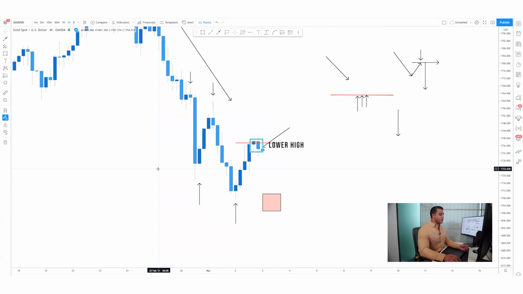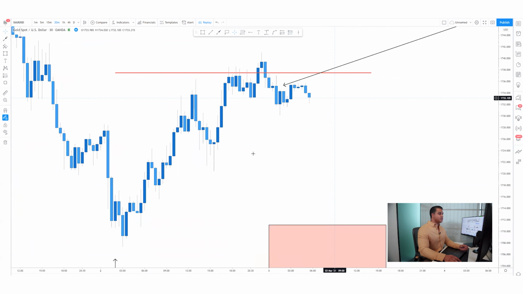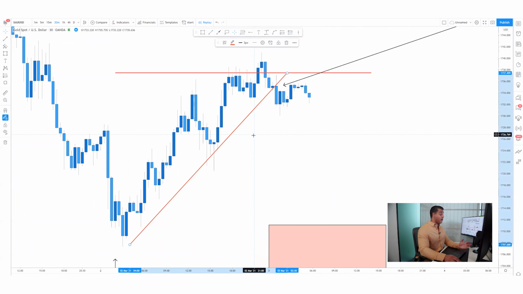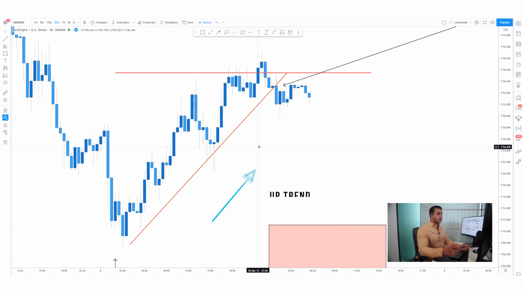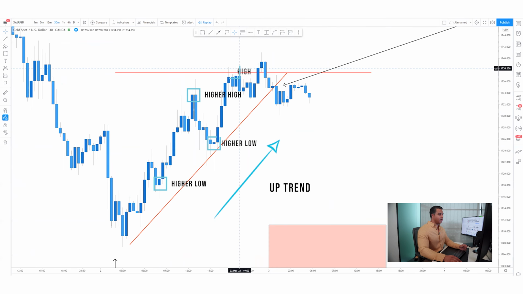Let's move down to our intraday timeframes. So we're going to use the 30-minute time frame here to understand the behavior. We know that the behavior of this market at this point in time, from an intraday perspective, is an uptrend. You can clearly see the market is making higher lows and higher highs, higher lows and higher highs.